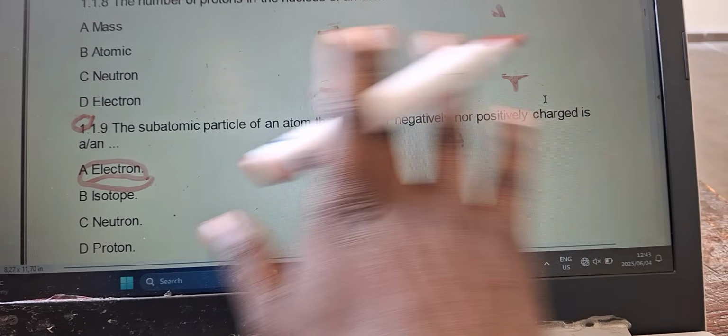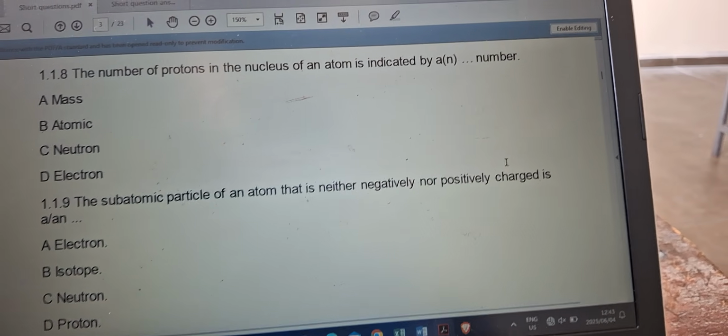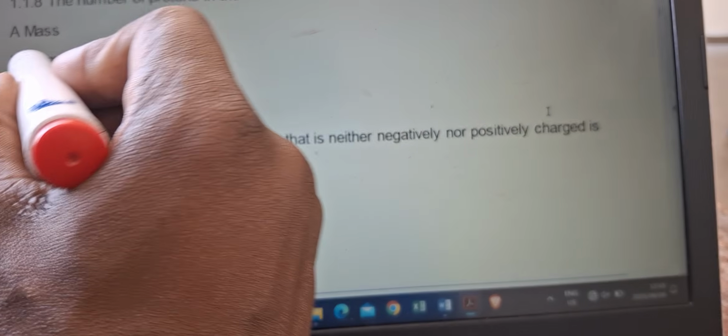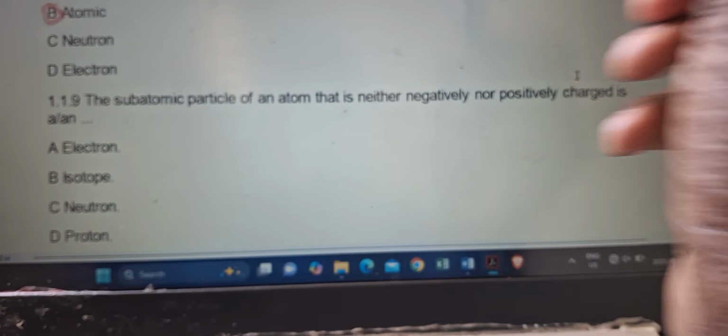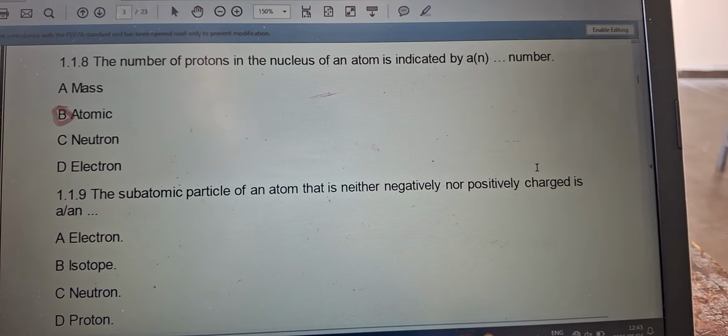Number 8. The number of protons in the nucleus of an atom is indicated by the atomic number. The atomic number gives us the number of protons that are found in a particular atom.